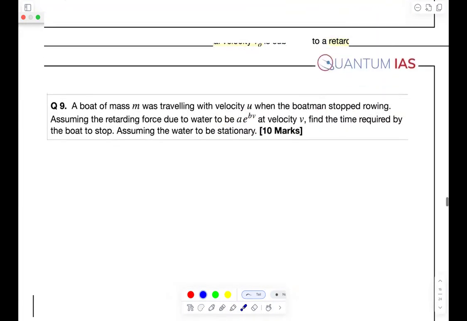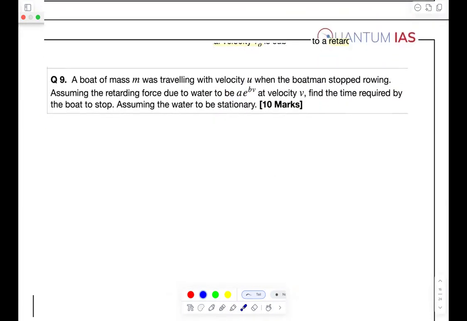Okay, coming out to the next question, ninth question. A boat of mass m traveling with velocity u, when the boatman stopped rowing, assume the driving force due to the water to be alpha e to the power bv at velocity v. Find the time required by the boat to stop. कितना टाइम में रुक जाएगा? Assume water to be stationary.